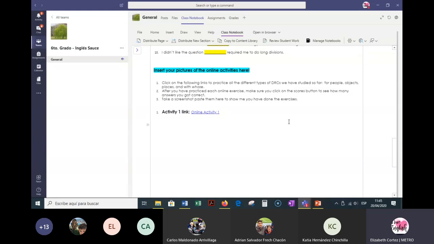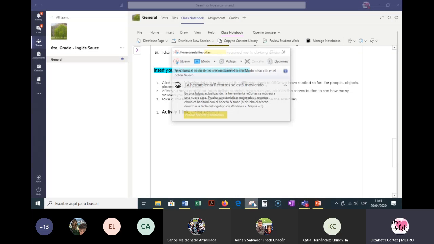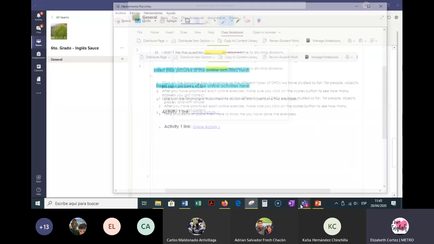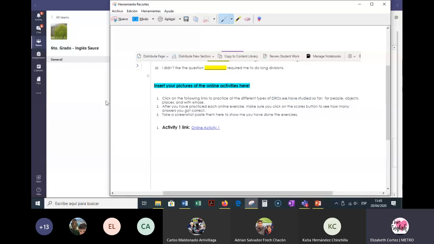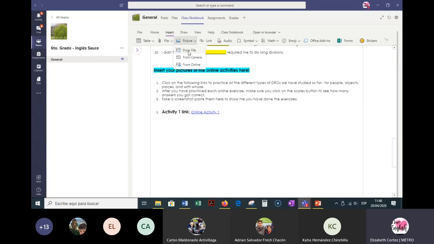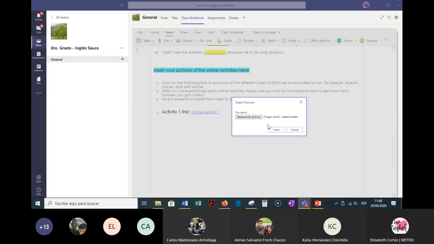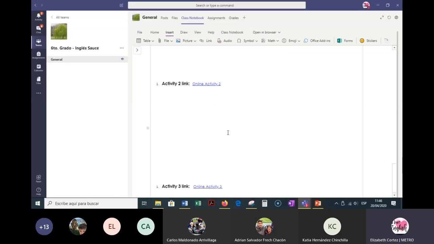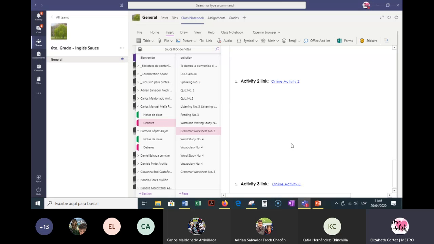I take the screenshot. Guys, to take a screenshot, depending on the computer, you can use the application of recortes or cuts. Click new, choose, copy, and then you paste it here. All right? Or you can save it as a picture and then insert it as a picture from the file. All right, and then you insert. All right, online activities 1, 2, 3. These activities review all the different types of DRCs that we have covered so far.